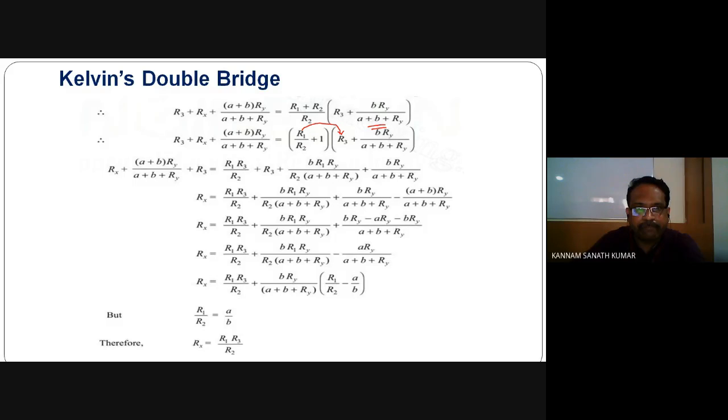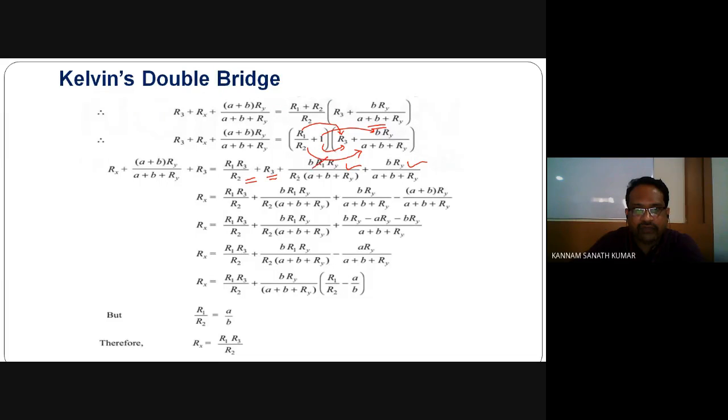Again, so next, 1 into R3. So you got this one, 1 into R3 is R3. Again, this one with this one. So B into R1 Ry divided by R2 into A plus B plus Ry. Okay. And next, so 1 into this one. So what you are getting, B into Ry by A plus B plus R1.